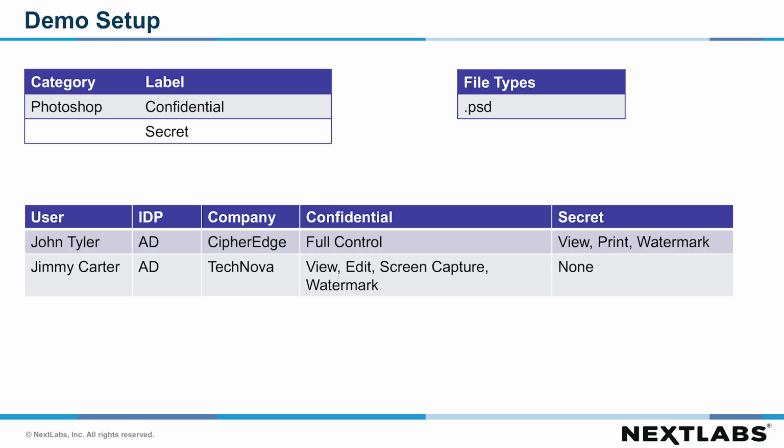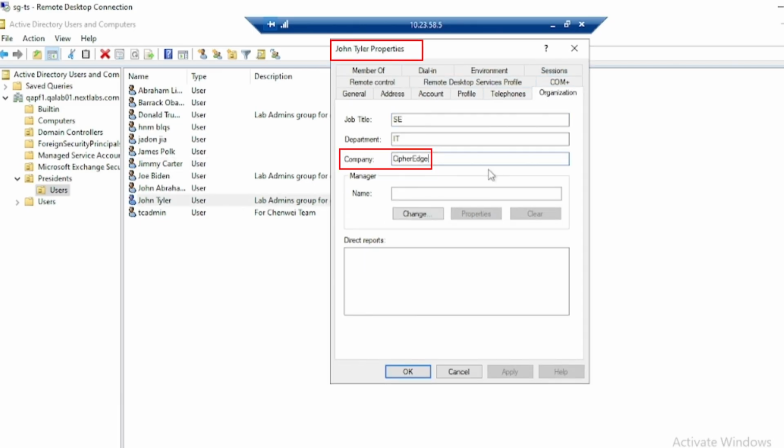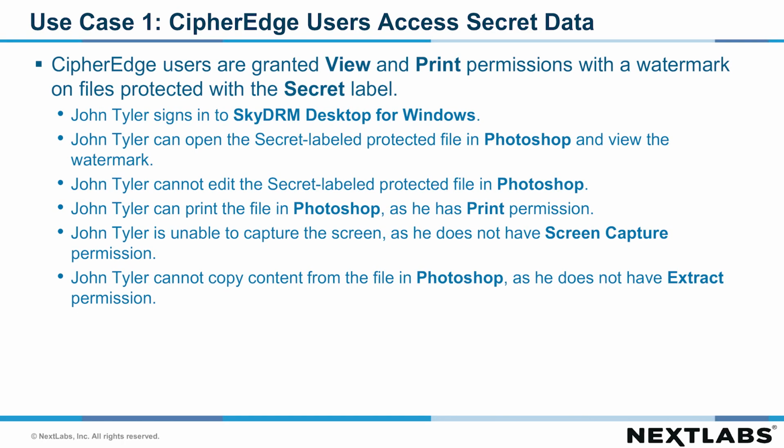We will use Photoshop file types .psd in the demo. Let me show you the user setup in AD. Jimmy Carter's company is TechNova. John Tyler's company is CipherEdge. Now let's look at the first use case.